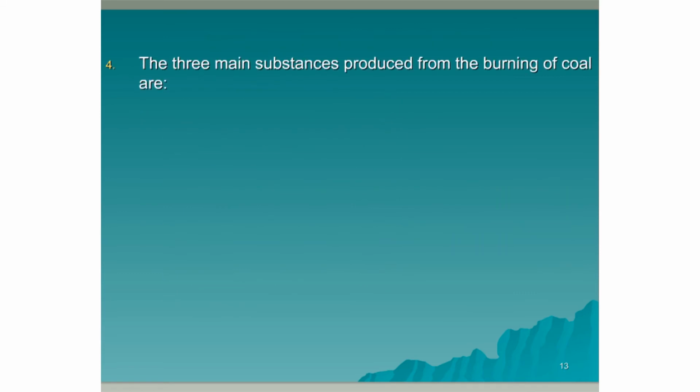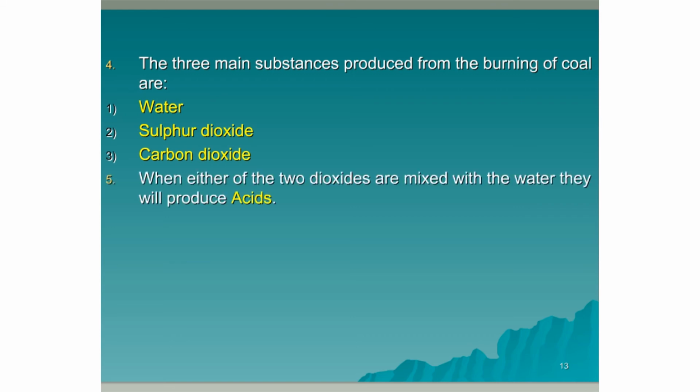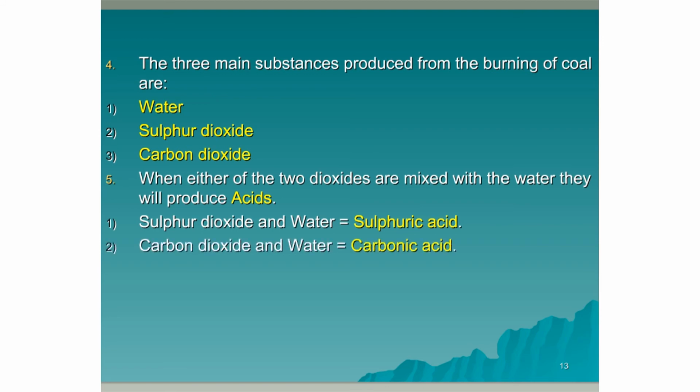The 3 main substances produced from the burning of coal are water, sulfur dioxide, and carbon dioxide. When either of the 2 dioxides are mixed with the water, they will produce acids. Sulfur dioxide and water produces sulfuric acid, and carbon dioxide and water produces carbonic acid.